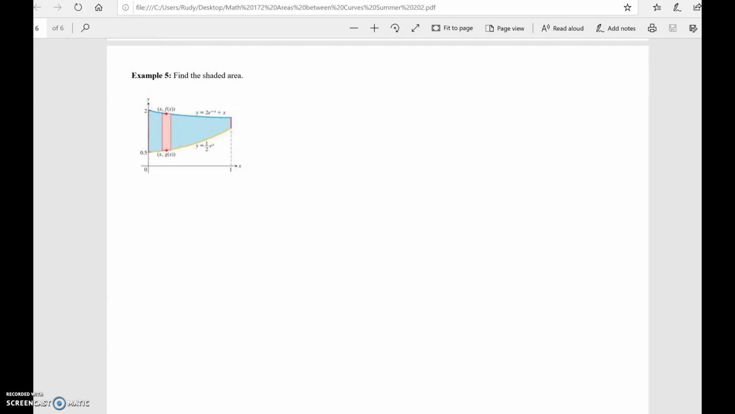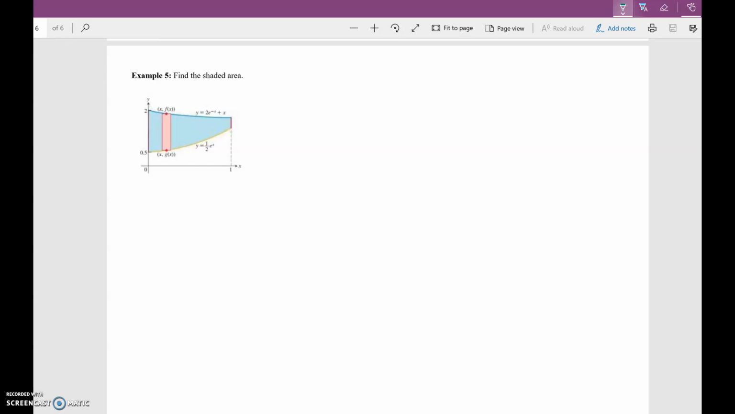Well, example 5 looks messy, but technically we have above just the function 2e^(-x) + x, and below the function (1/2)e^x. We can look at this one as the area in between, or total area, equal to the actual integral. And you can integrate with respect to x.